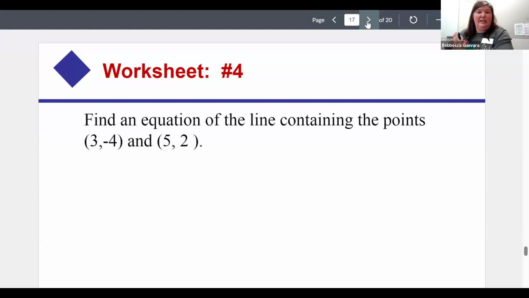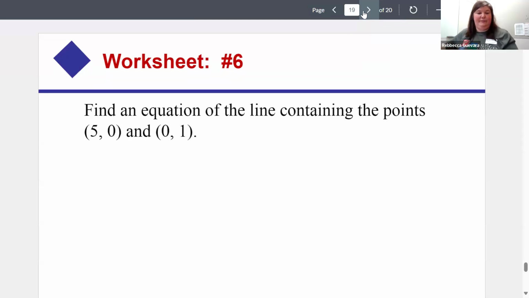All right, so if you take a minute, pause and attempt this on your own. You're going to do number 4, 5, and 6 on your worksheet.